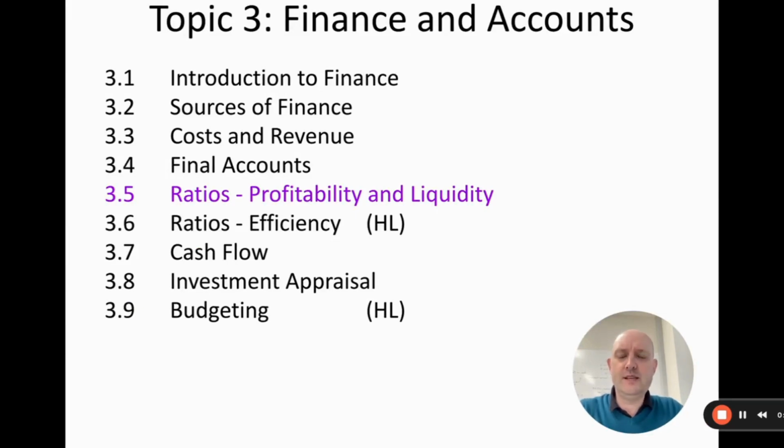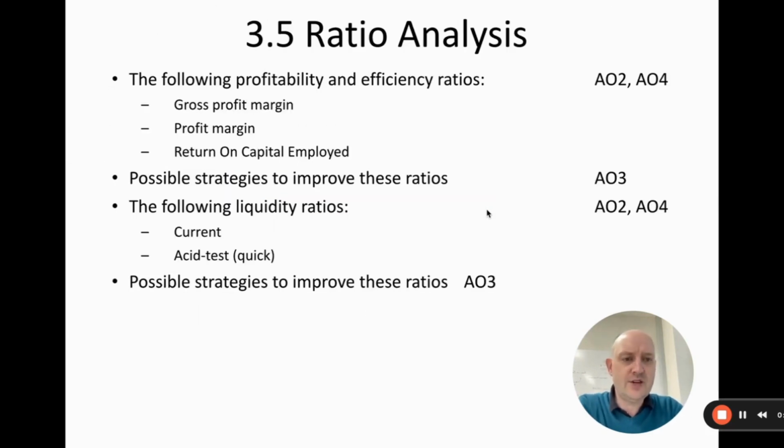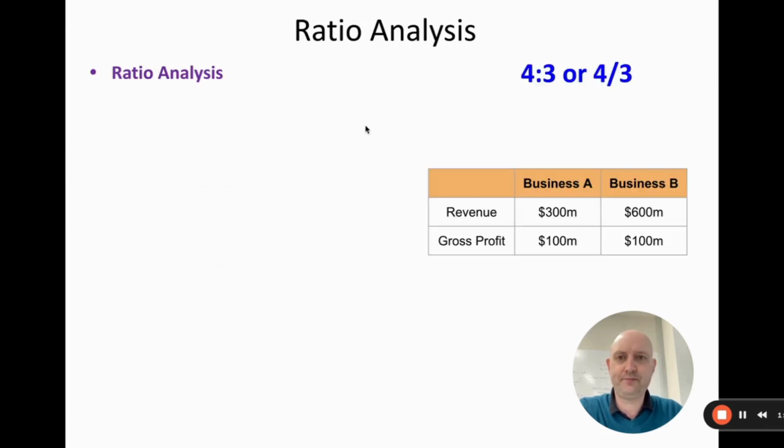So this chapter is the 5th chapter in topic 3. We've just finished final accounts if you're going sequentially, and now we're going into ratios, profitability and liquidity. In this chapter we're going to go through 5 different ratios: 3 profitability/efficiency ratios and 2 liquidity ratios. In this video we're going to do gross profit margin and profit margin.